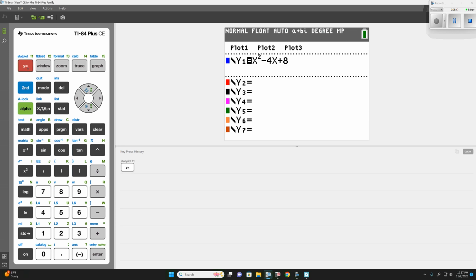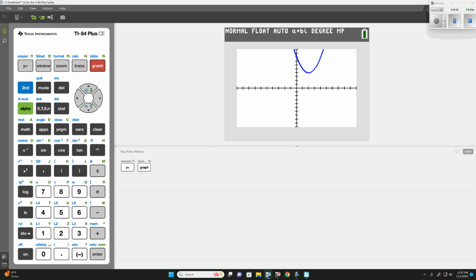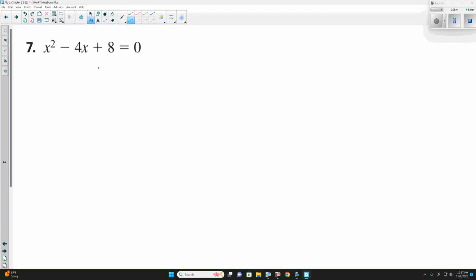Because if we look at this first one here, x squared minus 4x plus 8, and we try to graph this, hit graph, we can see it does not cross the x-axis. So that means graphing will not work to solve this. It also means factoring doesn't work. I mean, it technically does, but you'd have to know the solutions to be able to find them. So all the methods that we have so far will not work. So we need to use completing the square.